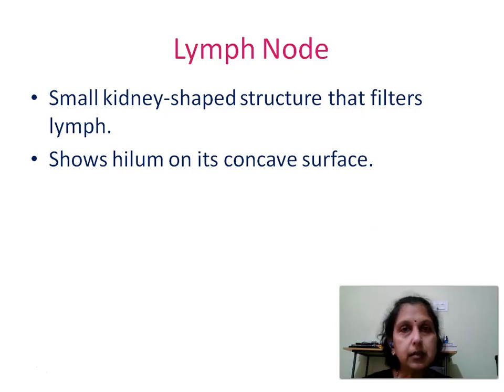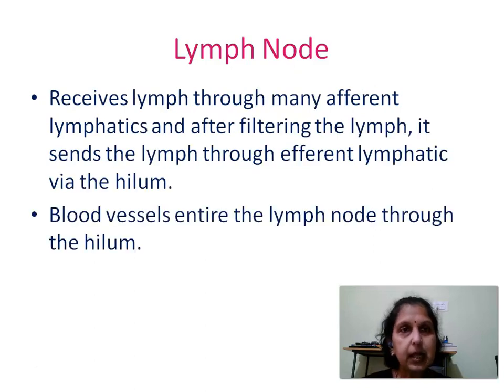the thymus. Lymph node. It is a small kidney-shaped structure that filters lymph. It shows a hilum on its concave surface. It receives lymph through many afferent lymphatics, and after filtering the lymph, it sends the lymph through efferent lymphatic via the hilum. Blood vessels enter the lymph node through the hilum.